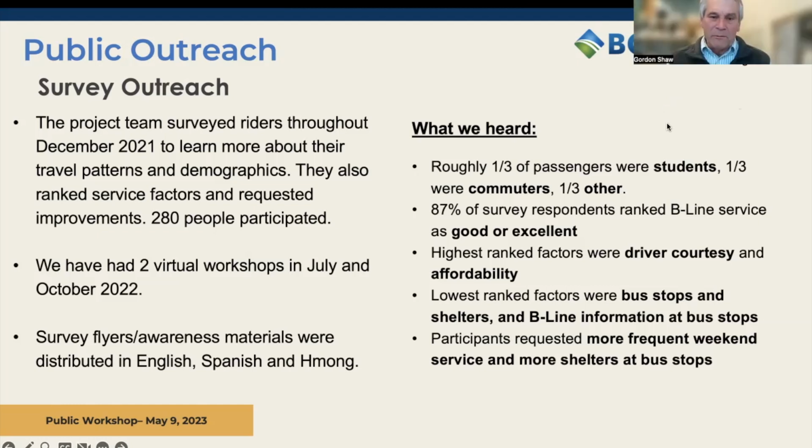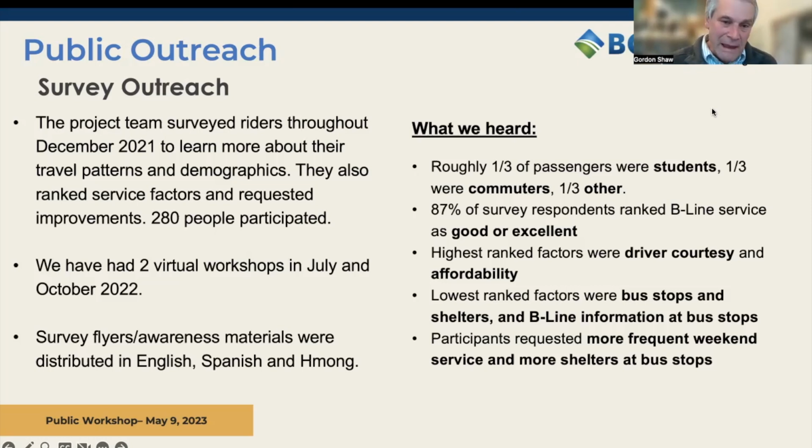A little bit about what we've heard, and I could go on for hours, and you probably don't want me to do that. But about 1/3 of the passengers are students. About 1/3 of them are going to work, and 1/3 are people who are traveling for other reasons. I think those numbers are important because it really tells us that Beeline is important for the economy of the area, that it's getting people to work. Employers can have employees, which is an important thing these days.